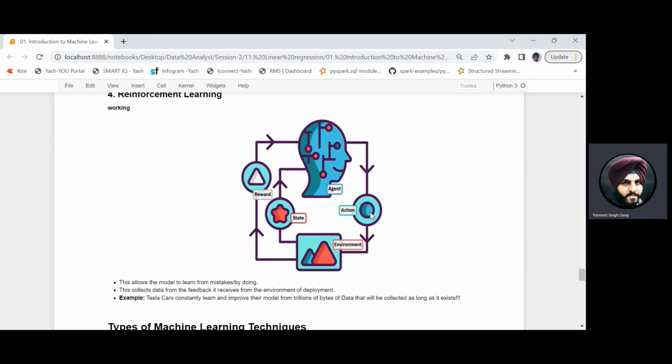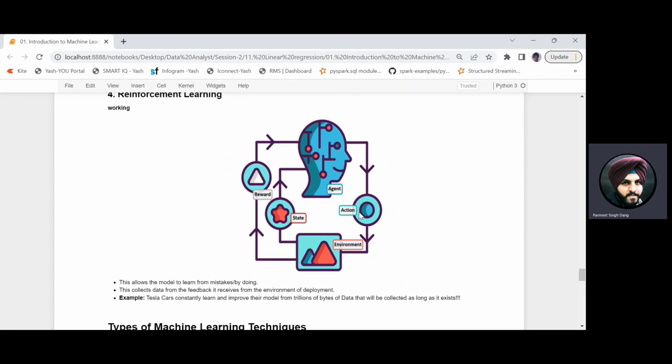Okay, so the Tesla cars that we talked about. There is a concept of an agent. We are not going in depth at this point in time. You need to understand that the Tesla car constantly learns and improves its models from the data sets which are being collected. And in reinforcement learning, there is a concept of reward and penalty, and there is one agent, and that agent will identify whether I am making a mistake or not, and then the feedback is sent to the environment.